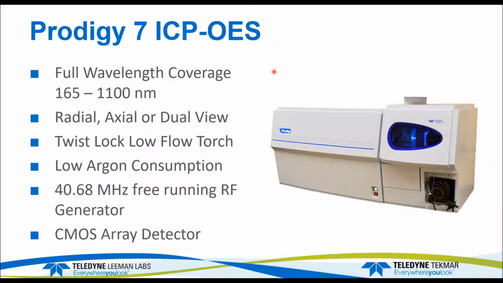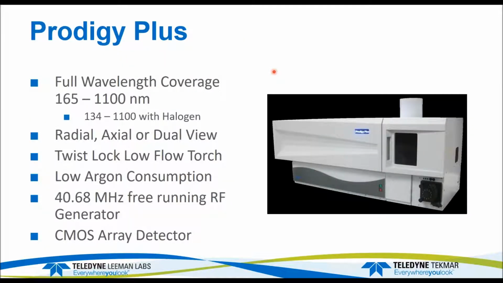So the information and data for the methods that we'll talk about today were done on the two ICPs that we currently offer. One is the Prodigy 7. These instruments are available as axial, radial, or dual view. They have low argon consumption, and they have the modern CMOS array detector, which we'll talk about very briefly. The second instrument that's used is the Prodigy Plus. Again, it has a pretty wide wavelength coverage. The difference between the Prodigy Plus and most other ICPs is it can have halogen capability. So one of the methods that we're going to look at towards the end of the presentation will be the determination of chlorine and silicon in gasoline.